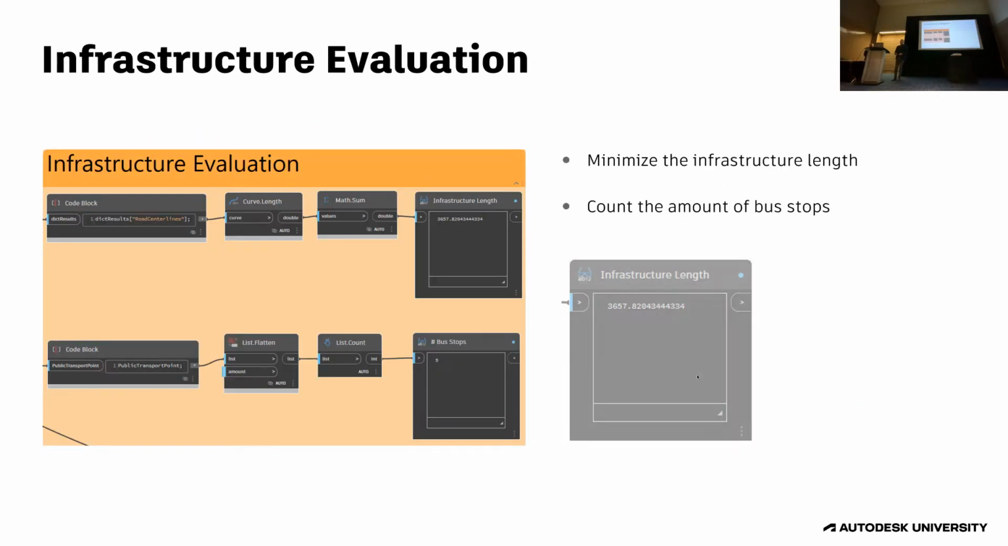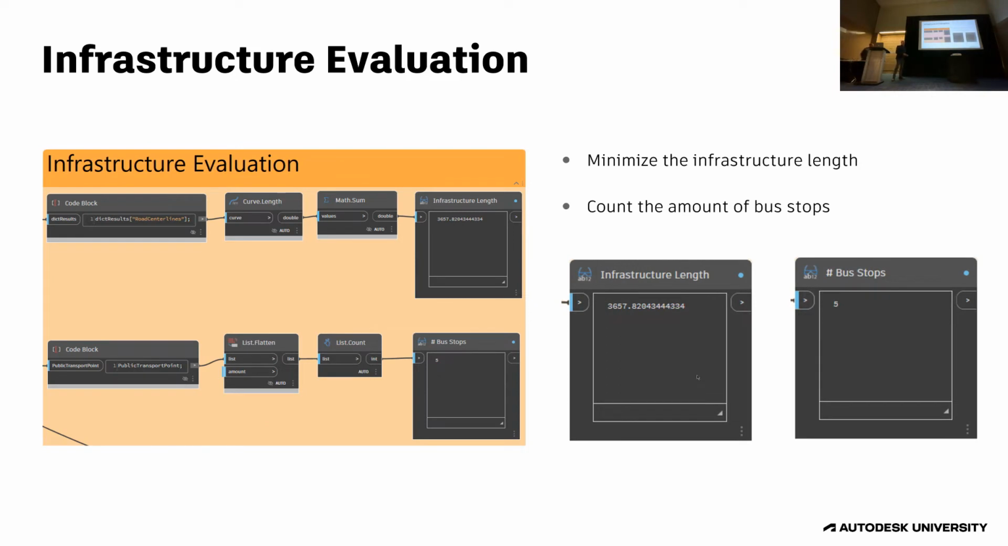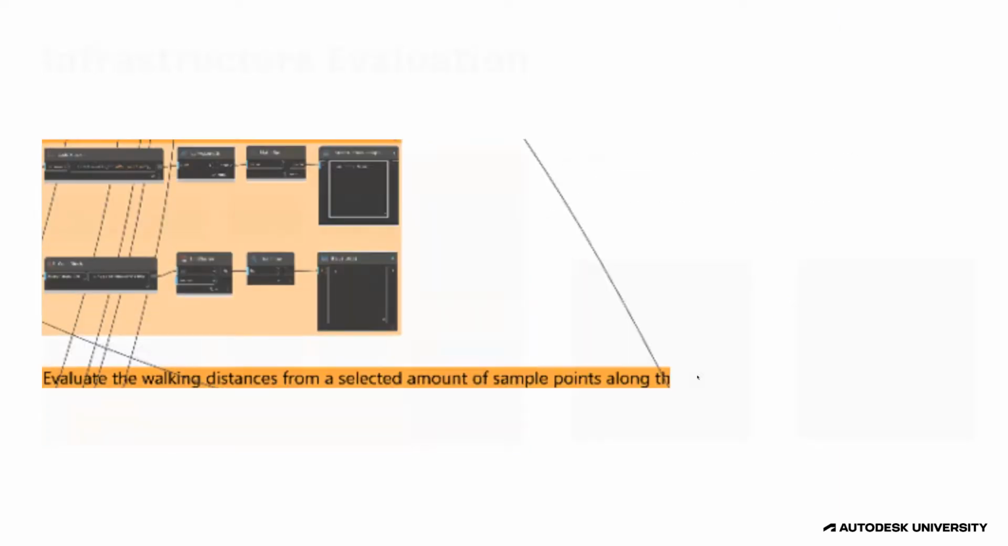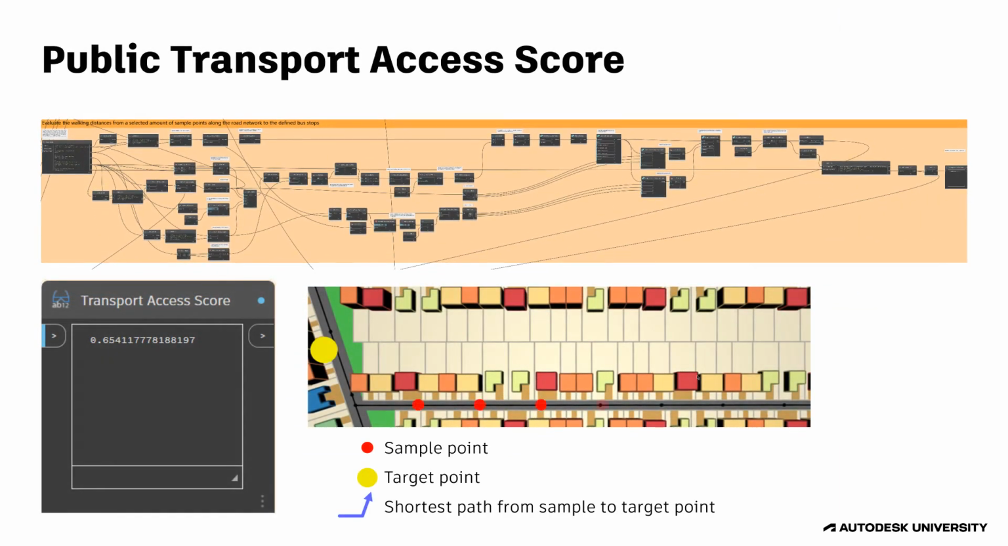The third evaluation is the infrastructure. So the UN Habitat rules also ask us to find solutions where public transport is accessible. So in this case, we count the number of bus stops and we try to minimize the infrastructure length. So not long roads, but very short roads, and make sure that every house is close to each other, let's say, and close to the bus stops, which is evaluated here in the public transport access score. That's a bigger part of the infrastructure evaluation we do here.